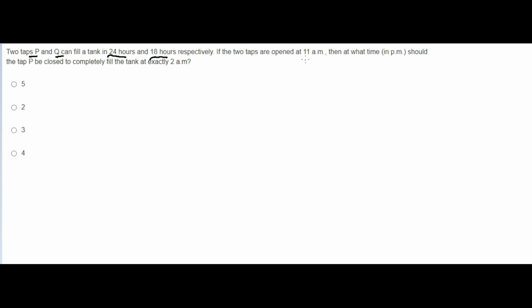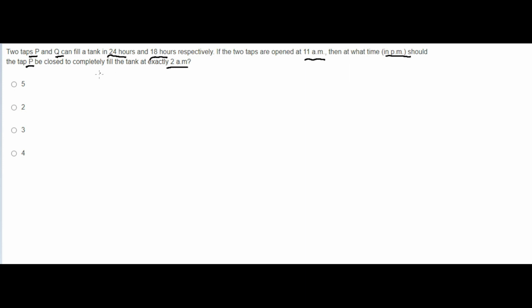So the two taps are open at 11 a.m. in the morning, some date. At what time in p.m. should the P tap be closed so that Q can fill the tank completely exactly at 2 a.m.? Okay, so that's a simple question.